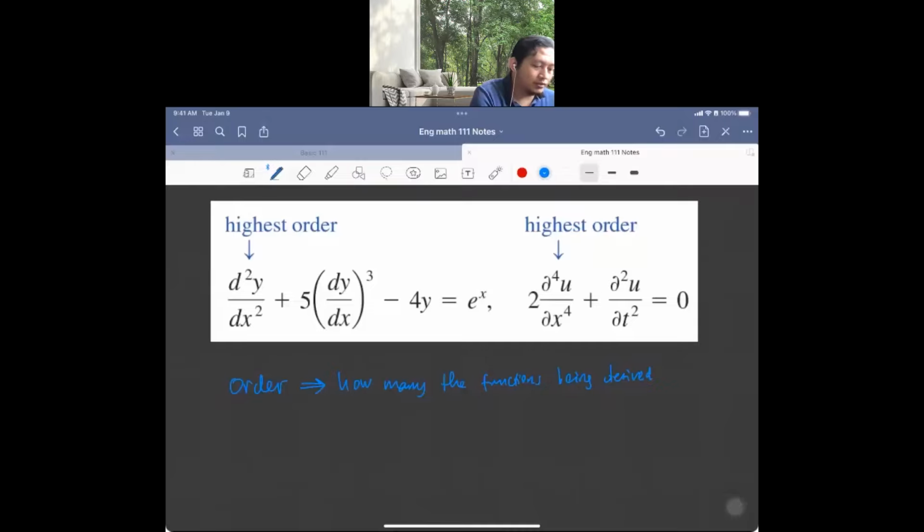You can say something like that. But if you see this part here, dy over dx, and then power with 3, that is not the order. So we say that because the highest order is 2 for the left part here, we call this second order. The right one, the highest order is 4. So we call this fourth order.